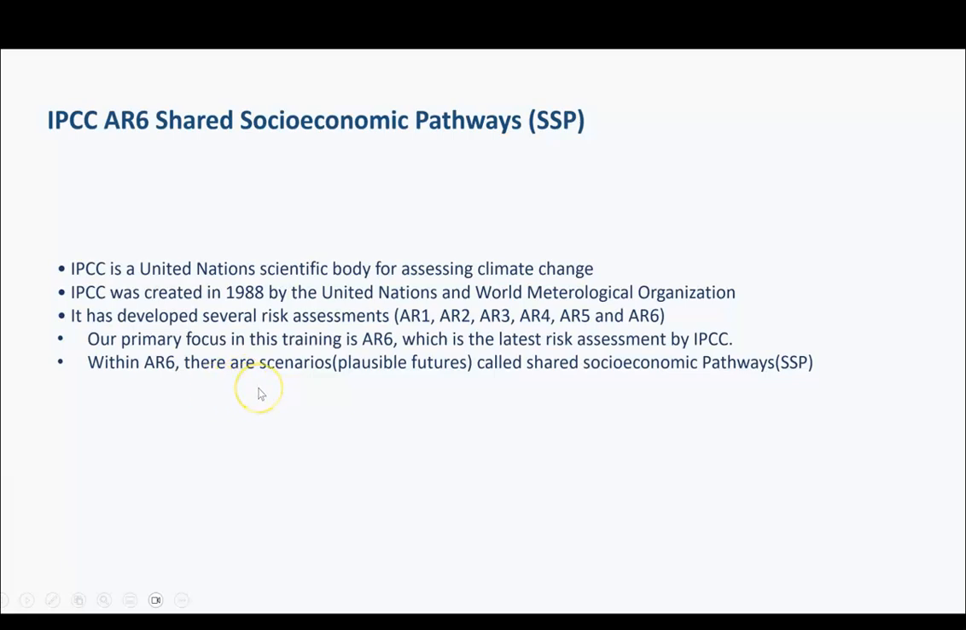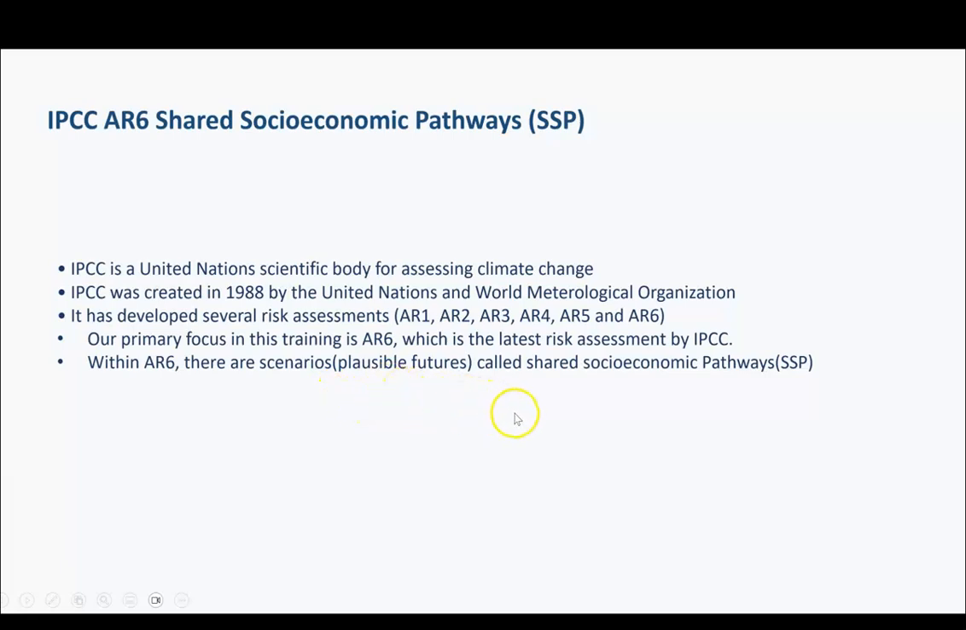Now, within the AR6, there is something I want you to know, something very striking. And what is that? There are scenarios. I know you know what a climate scenario is now. There are plausible futures that we anticipate the world to move towards. So these plausible futures are called scenarios. We have explained that.